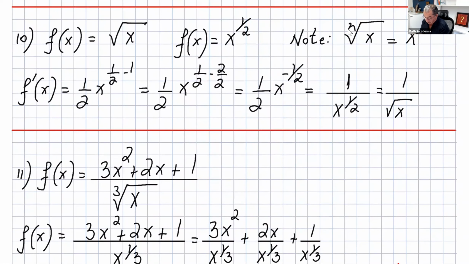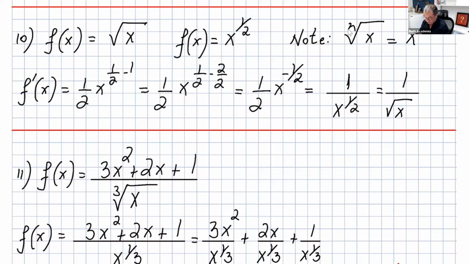Now in this example, if you want to find the derivative of square root of x, first change it to a rational exponent or fractional exponent. Square root of x is the same as x to the power of 1/2. We already know that. And I put the note for you, nth root of x can be written as x to the power of 1 over n. And this will work all the time. So this is ready now.